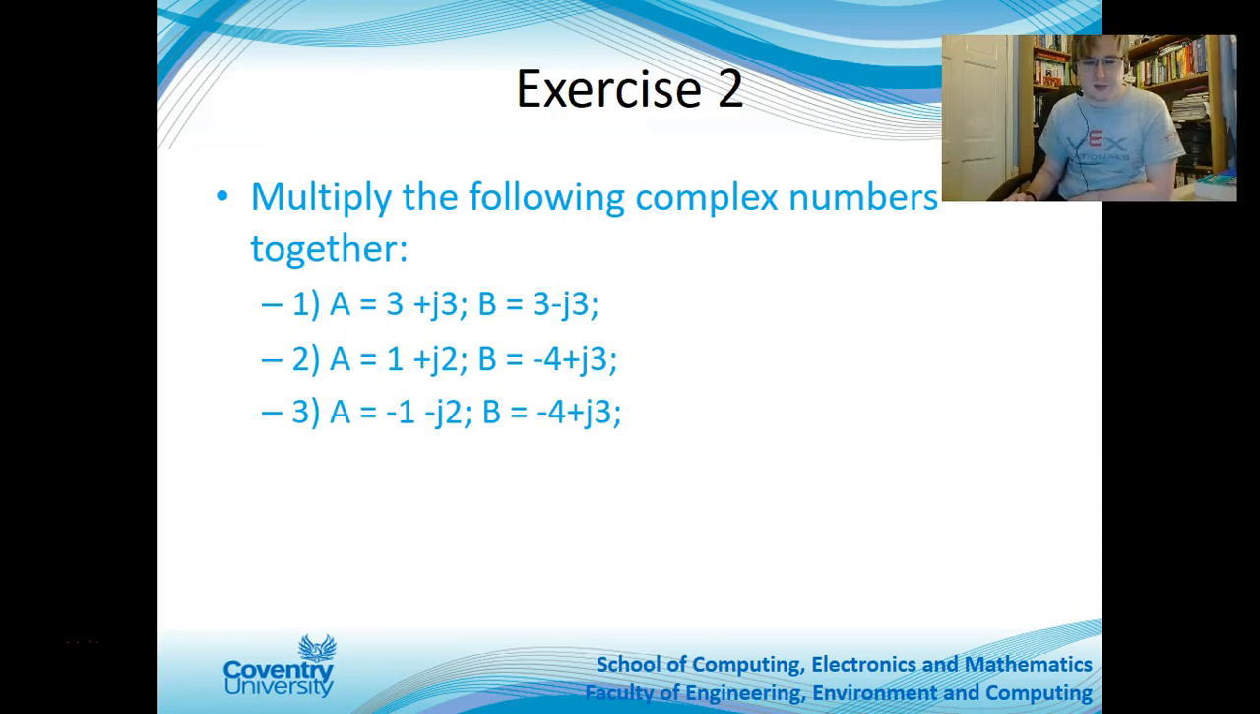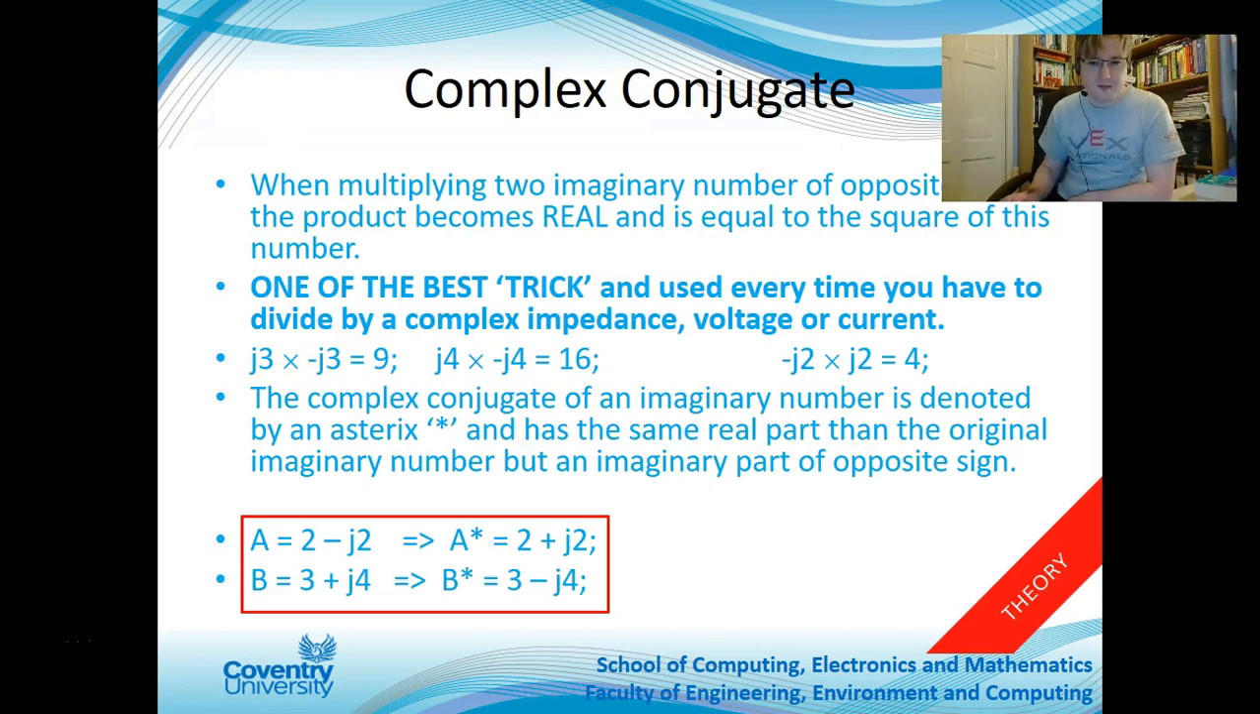There's an exercise where you can do some more multiplication, and we'll go through that in the lecture as well. So this is what I was saying about the complex conjugate. Multiplying two imaginary numbers of the opposite sign produces a real number and is equal to the square of this number. This is one of the best tricks and is used every time to divide the complex impedance, voltage or current. So you need to know how the complex conjugate works in order to do division.